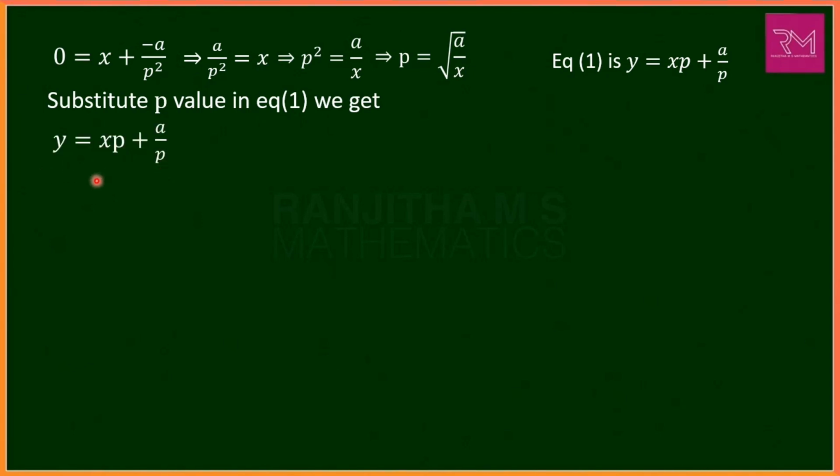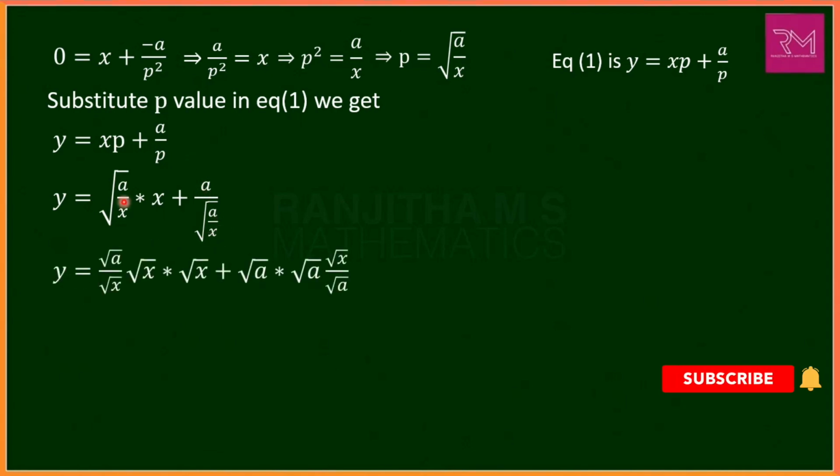If we substitute the p value over here, we get y is equal to, here p is square root of a by x, into x plus a divided by square root of a by x. If we simplify, we can split it as square root of a divided by square root of x into x, where we can write x as square root of x into square root of x. If we multiply these, we get x itself. Plus here also we take a as square root of a into square root of a, into square root of x divided by square root of a. We can cancel square root x and square root x, and cancel square root a and square root a.